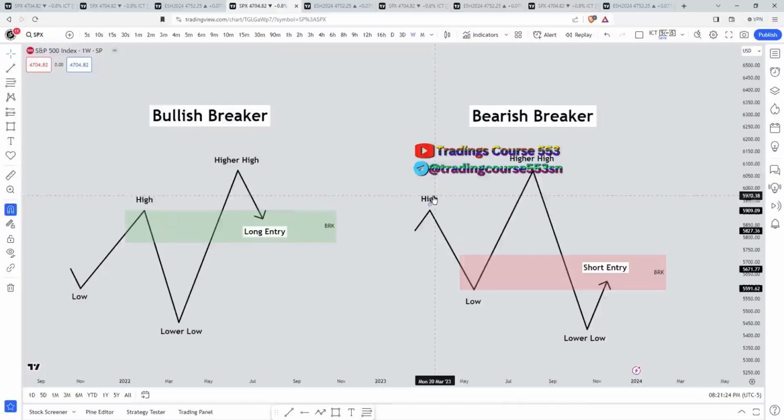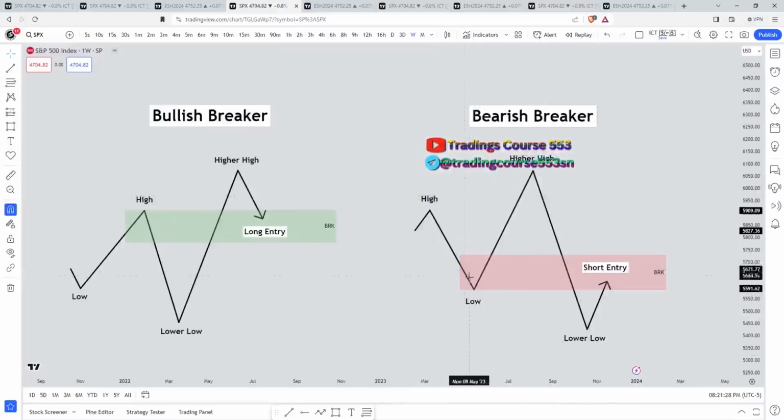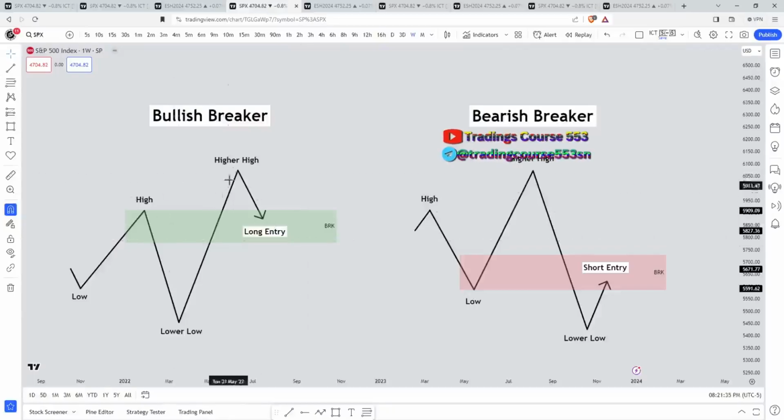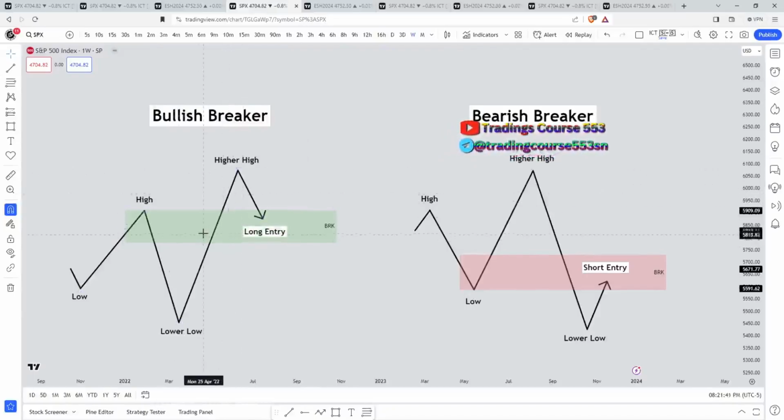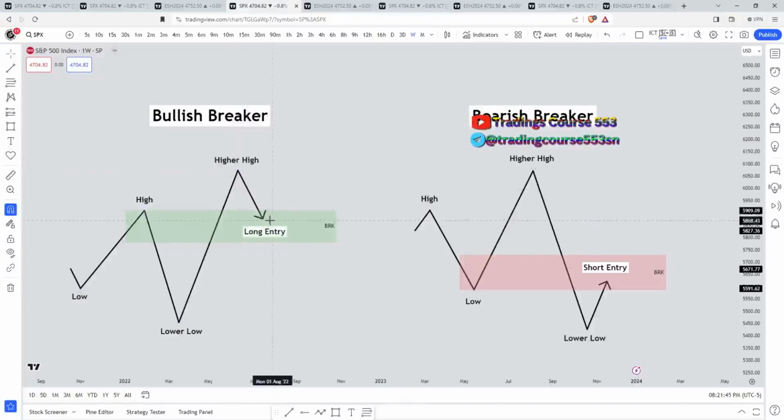In the bearish example, we have a high, low, higher high, lower low. You're looking for a down close candle or consecutive down close candles in the price leg that makes the low. When price closes over the high, that is the basic entry pattern for a breaker. It validates it when it closes over the high in the bullish example. When price returns back to the breaker, that would be the long entry.